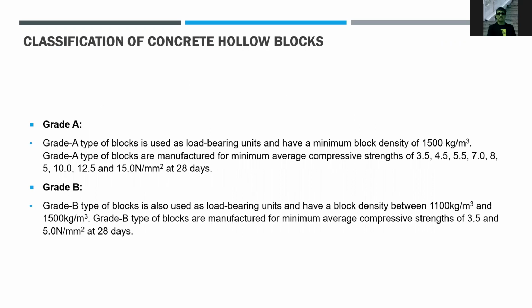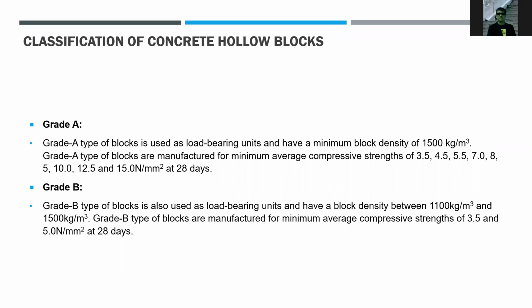In terms of grade, we have grade A, which is a load-bearing unit with a minimum block density of 1,500 kilograms per cubic meter. The class A, grade A type blocks are manufactured for a minimum average compressive strength of 3.5 up to 12.5 and 15 Newtons per square millimeter at 28 days. Grade B blocks are also used as load-bearing units, with a block density of 1,100 up to 1,500 kilograms per cubic meter. Grade B blocks are manufactured for a minimum average compressive strength of 3.5 and 5 Newtons per square millimeter at 28 days.